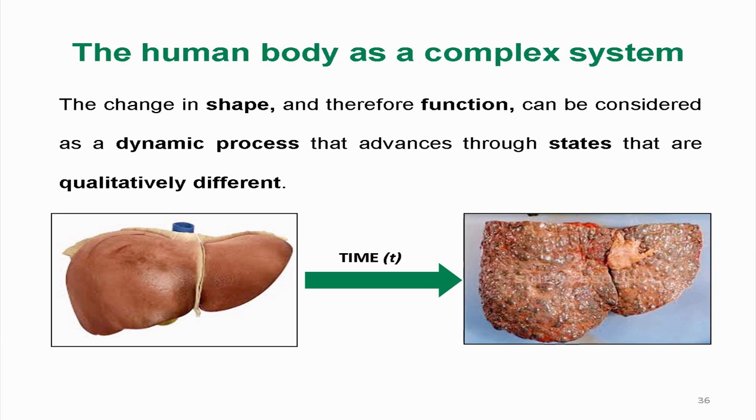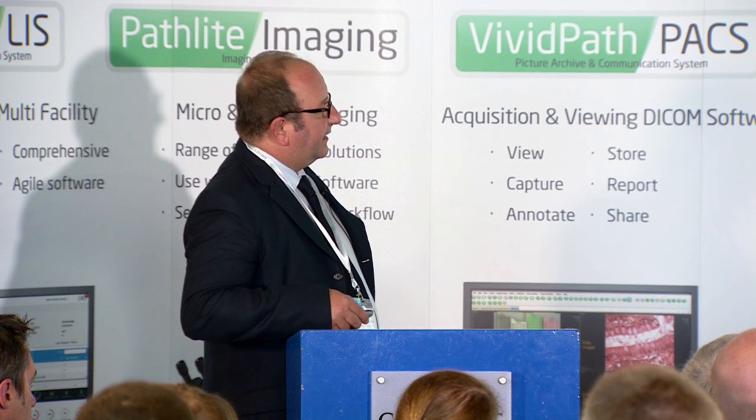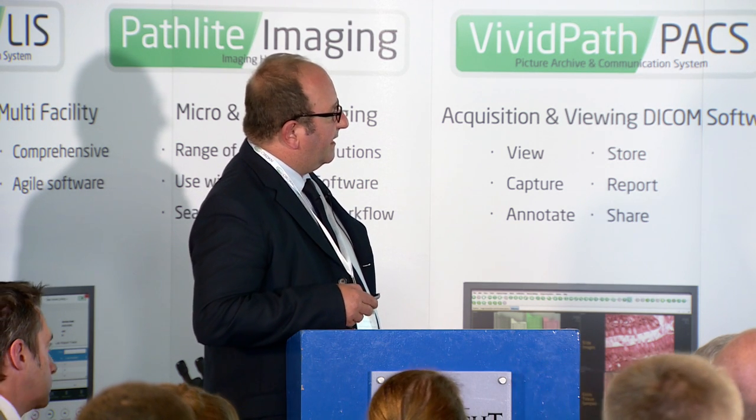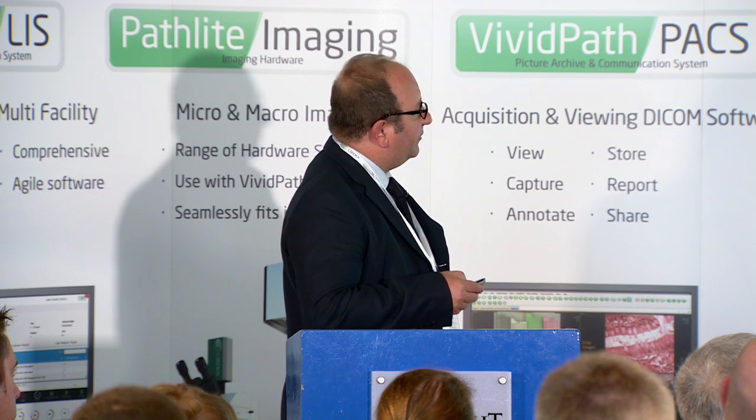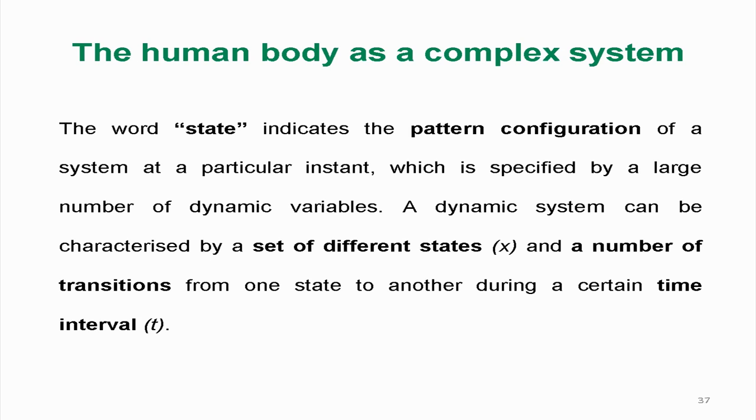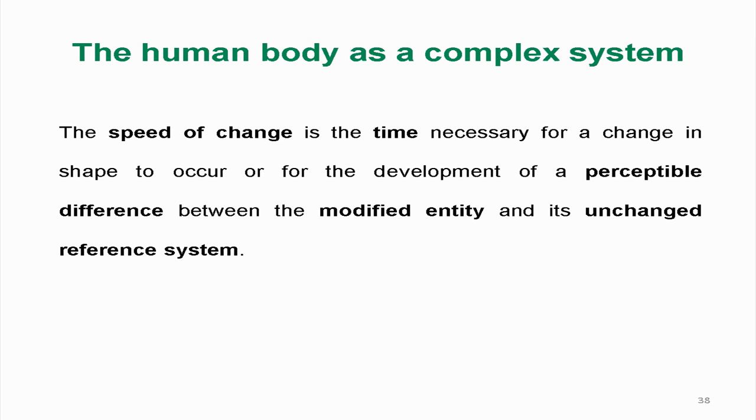And this led to a particular definition of dynamic approaches, and the change in shapes and therefore function can be considered a dynamic approach that advances through states that are qualitatively different. This is an example of a normal or natural liver shape and a transformed liver, a cirrhotic liver. And we have two definitions: the state, which indicates the pattern configuration of a system in a particular instant, and that a dynamic system can be characterized by a set of different states and a number of transitions from one state to another over a certain time interval.